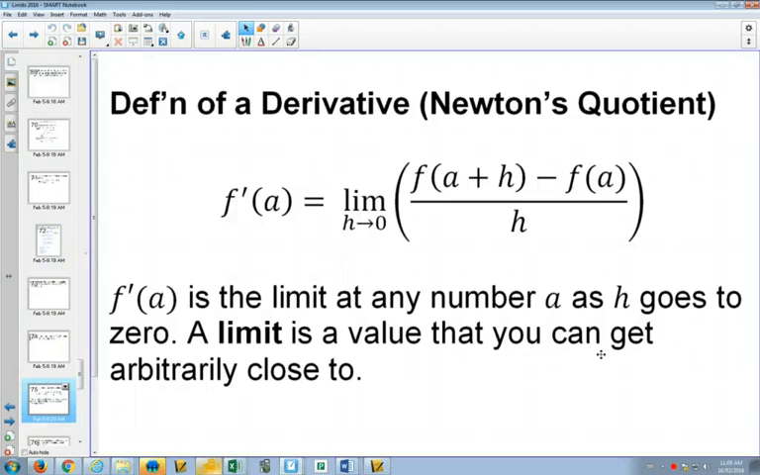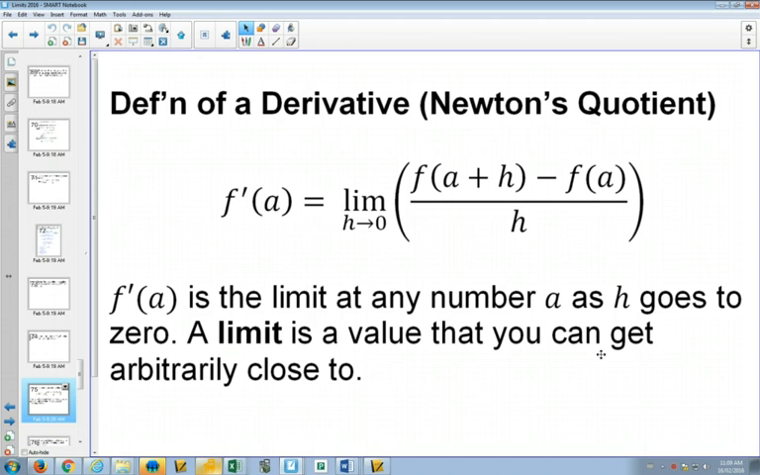So now we get to start the beginning ideas of calculus with the definition of the derivative, sometimes called Newton's quotient. And there's the definition. f prime of a equals the limit as h goes to 0 of f of a plus h minus f of a over h. Notice this is exactly the same as Formula 2 for what we were doing the other day.